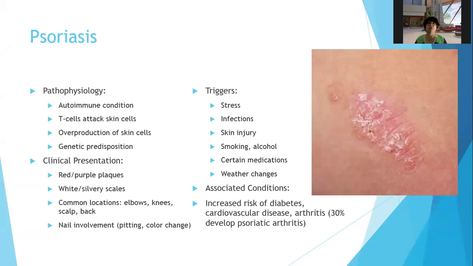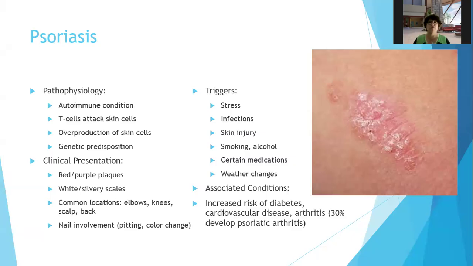Psoriasis is an autoimmune condition where T cells attack skin cells and you get overproduction of skin cells, which causes these plaques, these psoriasis plaques. And you have a genetic predisposition to it. The plaques can be either red to purple or they can be white and silvery, like the photograph here. So common locations are elbows, knees, scalp, and back. Sometimes there's nail involvement. Triggers can be stress, infections, skin injury, smoking and alcohol can contribute. Certain medications can contribute, and weather changes.